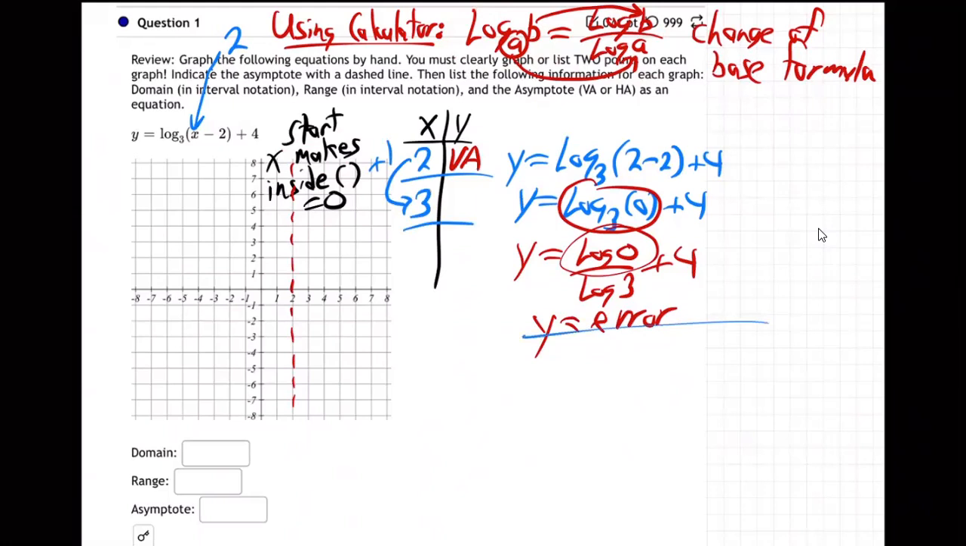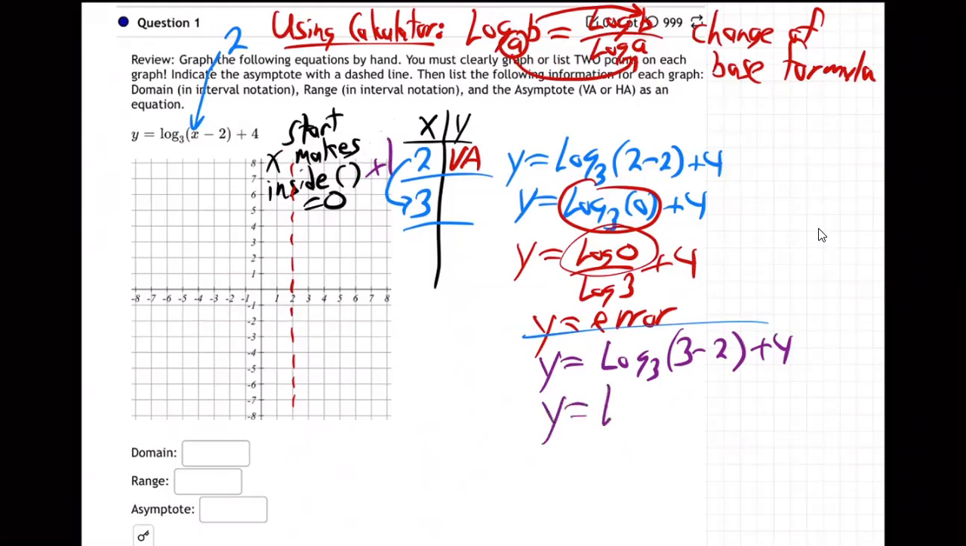Come down here. I'll plug in 3. What are you going to get? y equals log base 3 of 3 minus 2, plus 4. Remember how with the exponential, we would just add 1? Same thing here with the log. Just add 1. So you start with what makes the inside of the log, the parentheses, 0. Then you just add 1.